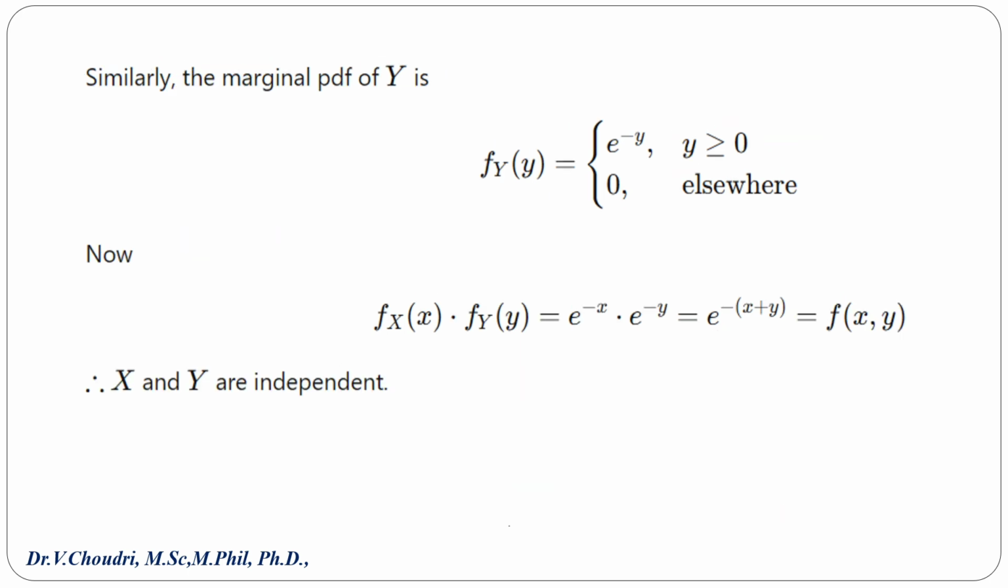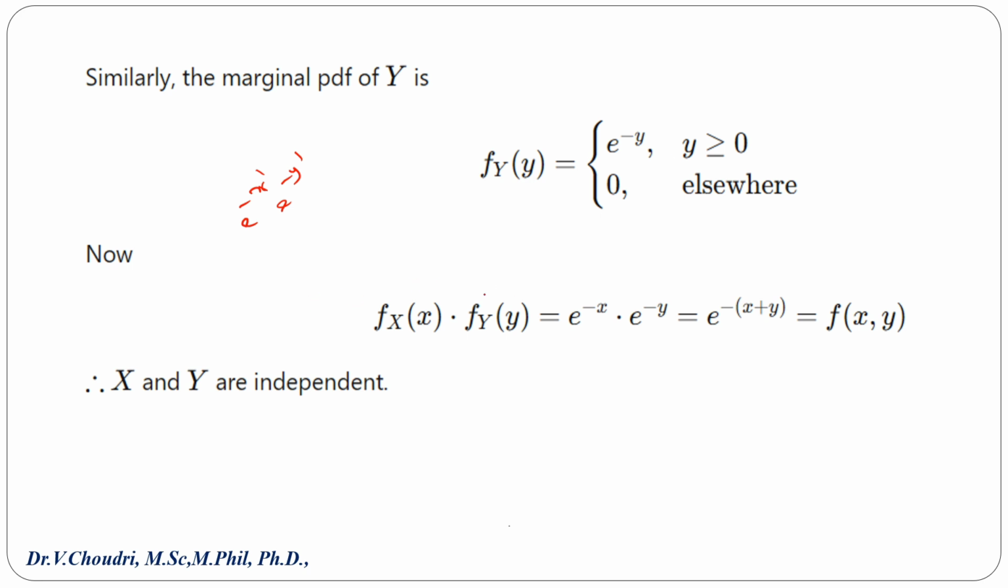See here, e power minus x and e power minus y. Both x and y have the same constant, minus, and the degree is also 1. So the limit is also the same, 0 to infinity. So we can easily find out the marginal PDF of y. Simply, there we have e power minus x, so here e power minus y, with y greater than or equal to 0. That is the limit. Now we are going to prove whether they are independent or not.